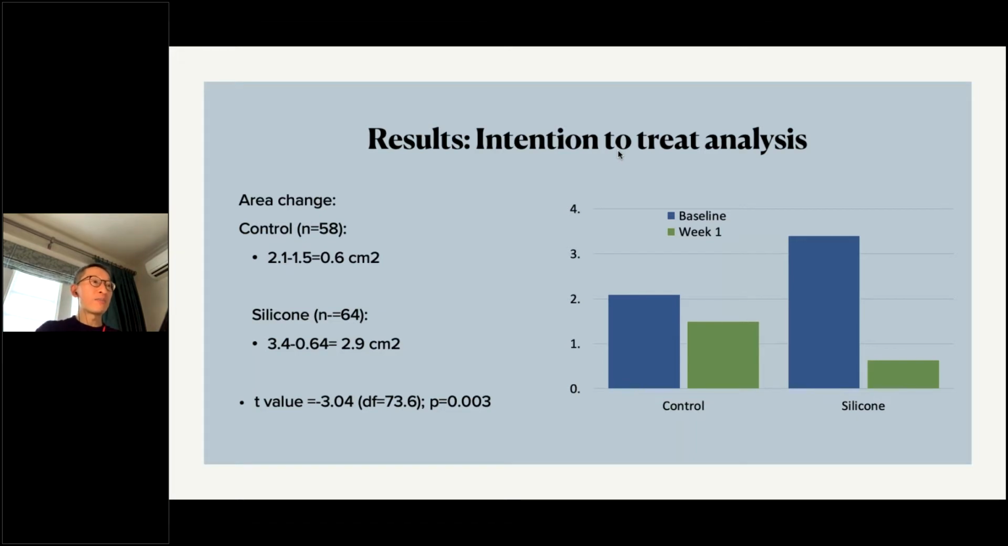On average, the mean surface area was 3.4. By the end of the trial, so by reaching the end point, meaning the skin tears were healed, or by week 2, the skin tear area was only 0.64. So there's a 2.9 centimeters squared reduction compared to only 0.6 centimeters squared reduction in the control group, and the differences were significant.